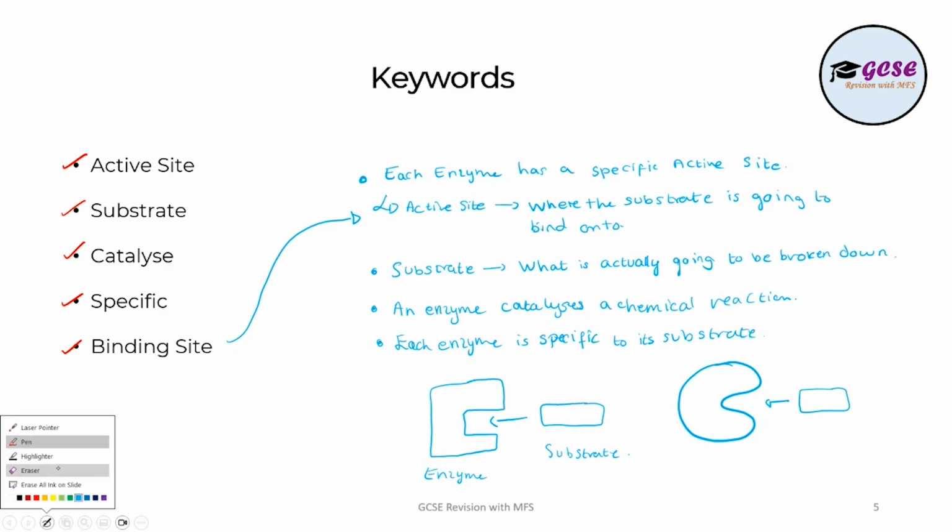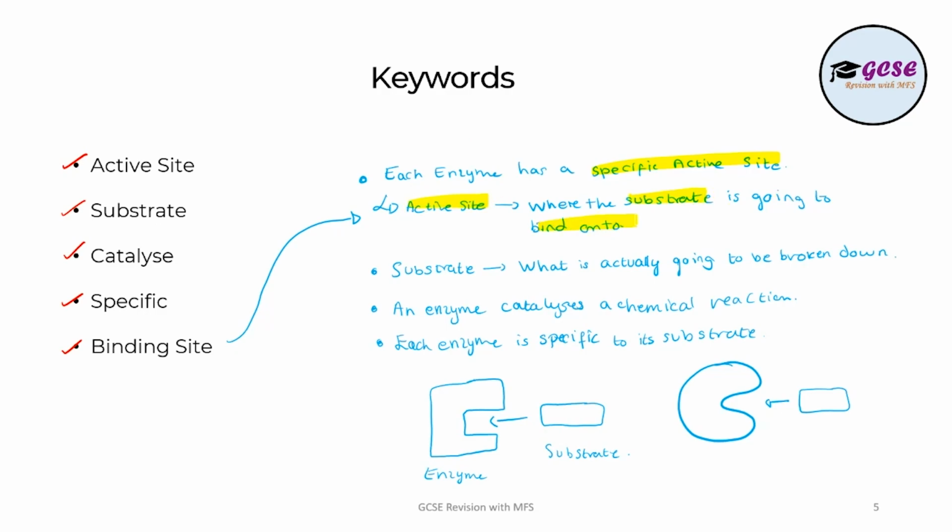So the key things again, I'm going to highlight: has a specific active site. The active site is where the substrate is going to bind onto. The substrate is what's actually going to be broken down. An enzyme catalyzes a chemical reaction, and each enzyme is specific to its substrate. Whenever you're given a question to do with enzymes, you need to remember to include these words, and normally the marks come from including these words.